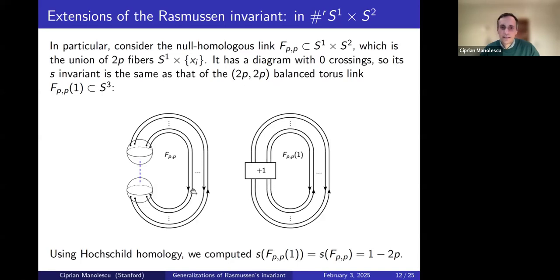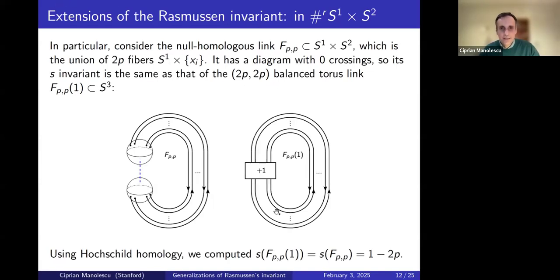Yes, and you have to orient it in pairs, so the same number of strands go up as they go down. This makes it null homologous. And there are some methods for computing the S invariant in S1 times S2 with Hochschild homology. And from that, we can get the S invariant here. We get it to be 1 minus 2p. Okay, so you can compute some new S invariants.